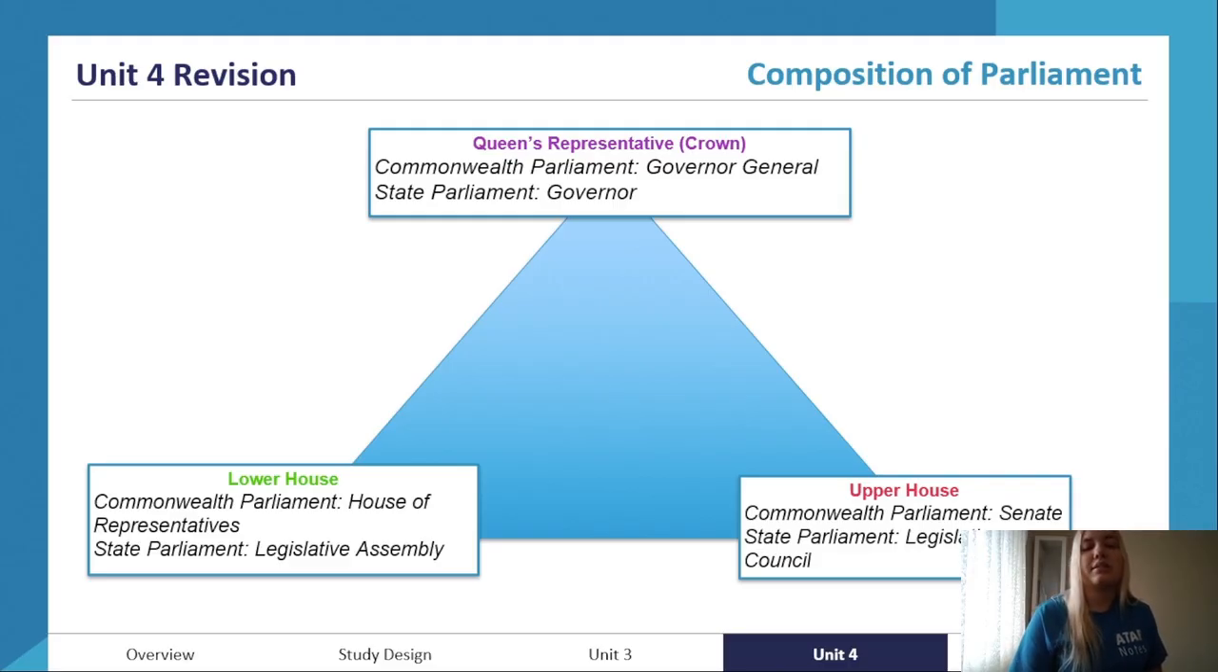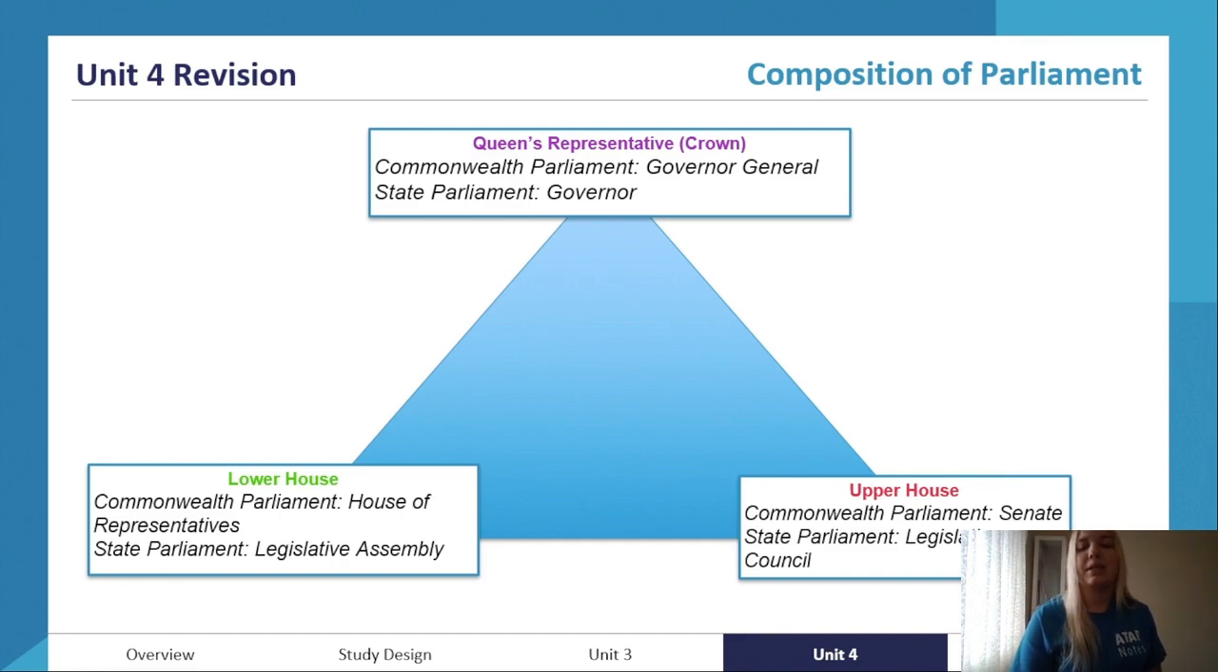So this is the House of Representatives at Commonwealth Parliament, and at state parliament level in Victoria, it is called the Legislative Assembly. But again, the party with the majority of seats in the lower house forms government. So the lower house is often referred to as the House of Government. Upper house, Commonwealth Parliament has the Senate, and the state parliament has Legislative Council.